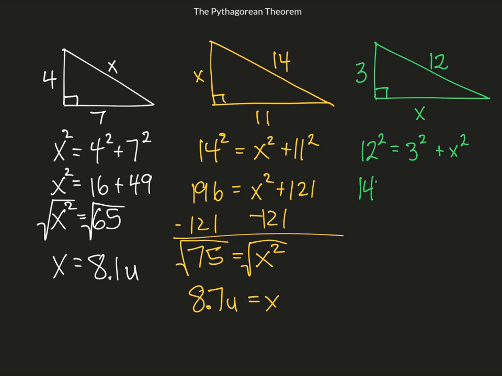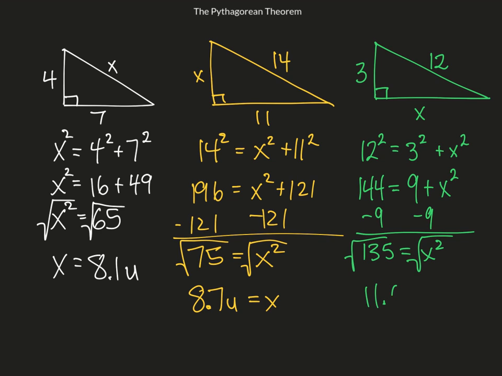So 144 equals 9 plus x squared. So I'm going to subtract 9 from both sides. And 135 equals x squared. Square root each side. And 135 is in between 121 and 144, so I know it's between 11 and 12. And that equals 11.61895, it goes on, so approximately 11.6 units equals x.